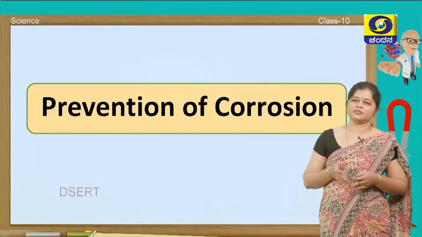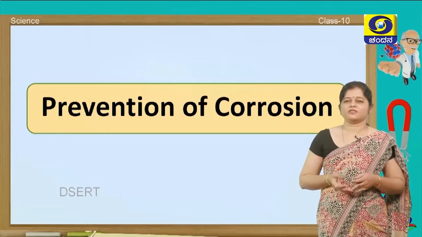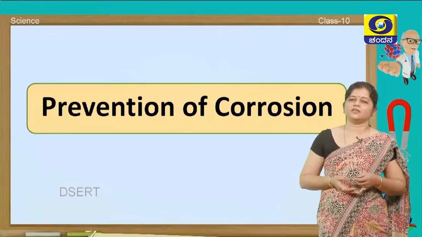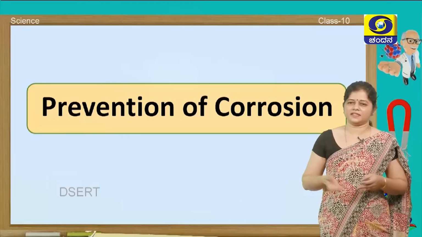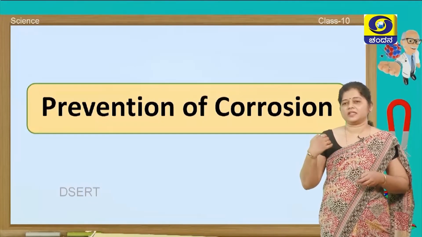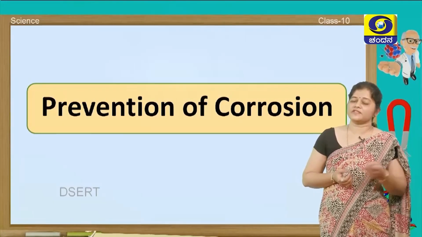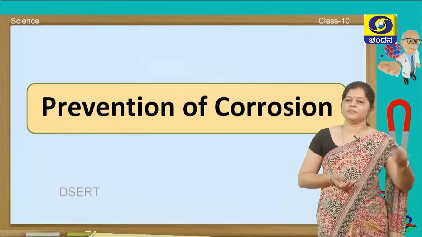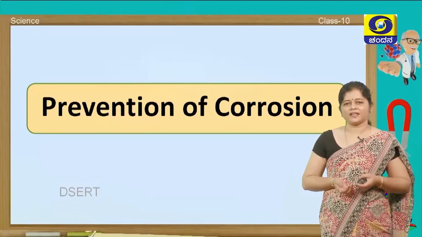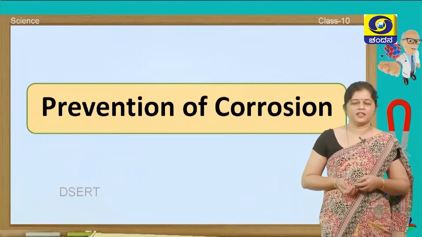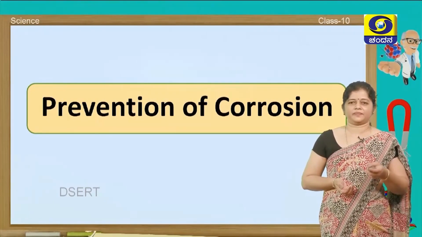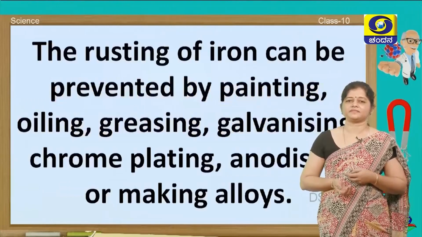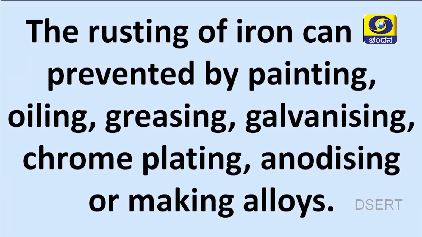Now, what is corrosion? Corrosion is the damage caused to the metal by the action of either oxygen or the carbon dioxide in the air. So, if we let the metal get exposed to the corrosive action of these elements, then the metal will be lost. To avoid that, we have various methods to prevent corrosion. Now, let us see them one by one. Rusting of iron can be prevented by painting, oiling, greasing, galvanizing, chrome plating, anodizing, or by making it into alloys.